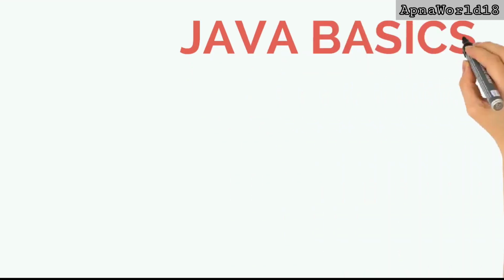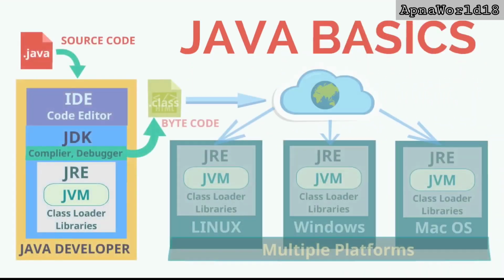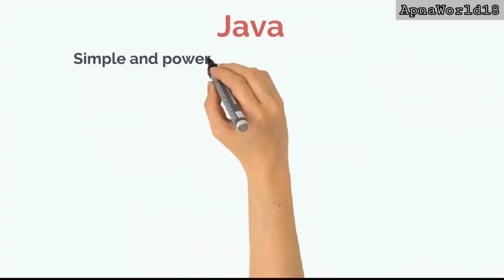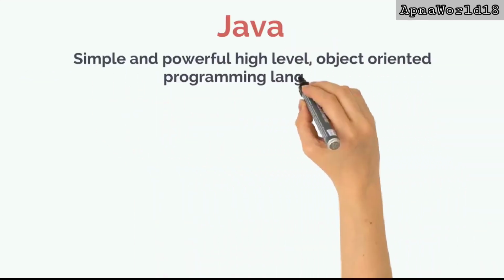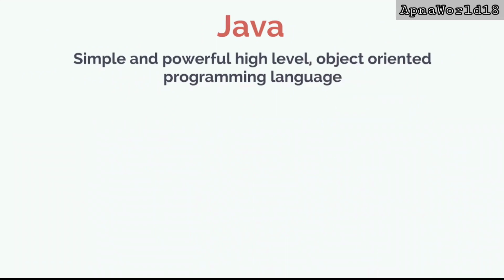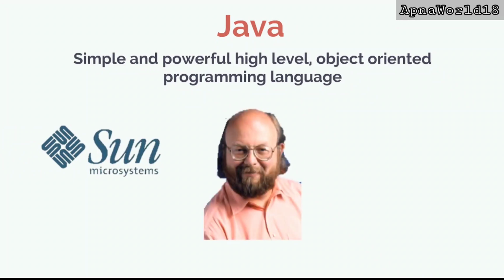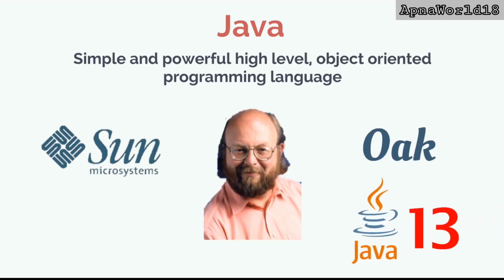Hello, in this video, we are going to give an introduction to the Java programming language. Java is a simple and powerful, high-level, object-oriented programming language. It originated at Sun Microsystems in 1991. It was conceived by James Gosling and was initially called Oak. The latest version of Java is 13, which was released in September 2019 by Oracle, who took over Sun Microsystems.